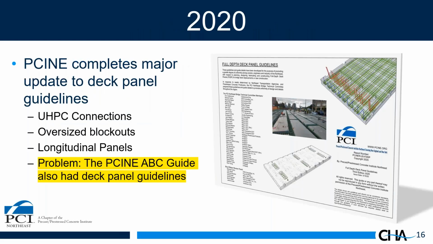In 2020, our committee sat down and looked at what we had and realized the industry had moved forward. We issued updated full depth deck panel guidelines. There were new details out there, better details, including UHPC and the concept of running panels longitudinally, which was done in Boston and other states. The problem we had was our ABC guideline had deck panels. We now had duplicate documents with deck panels, and that was an issue.